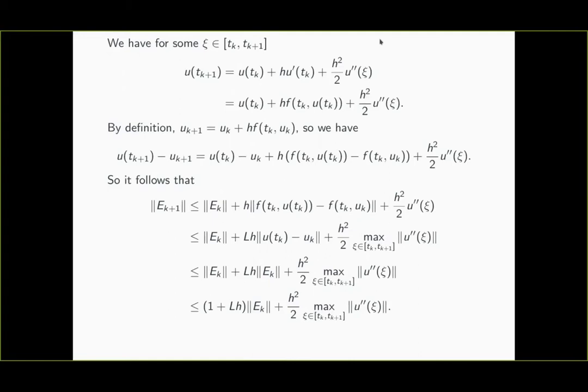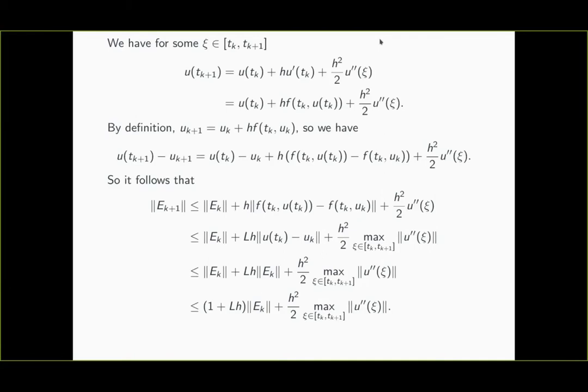Now to improve this a bit further, this distance between the two values of f can be bounded from above by using this inequality that I assume for the function f. So that Euclidean norm here of f at tk, u of tk minus f of tk, uk can be bounded from above by L times the distance of u of tk minus uk. And on the other hand, u prime prime of xi can of course be bounded from above by just taking the maximum of u prime prime over the time interval from tk to tk plus 1.